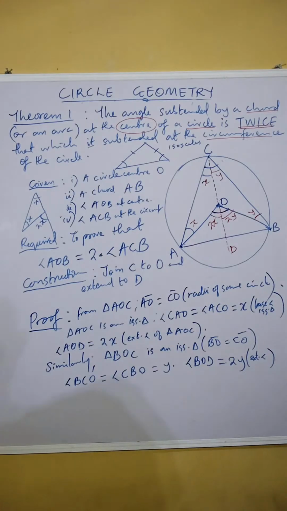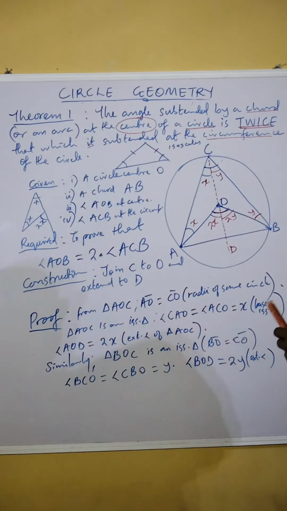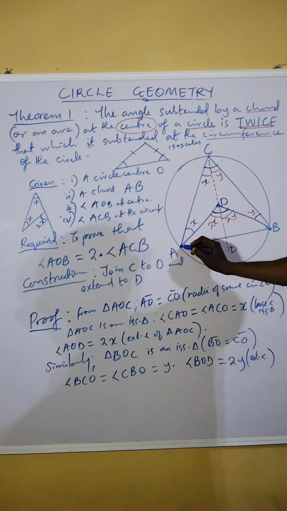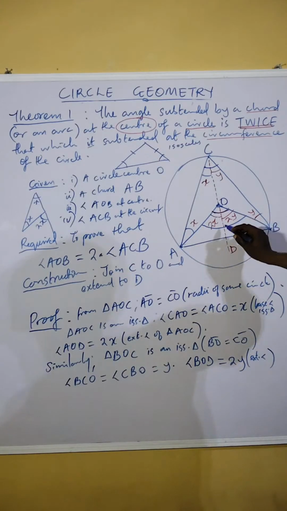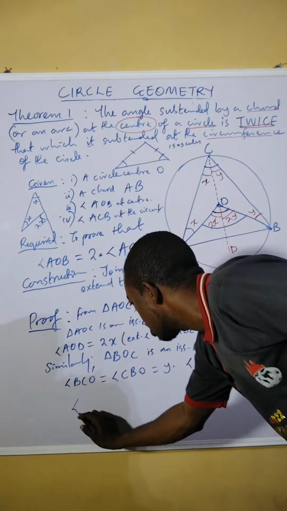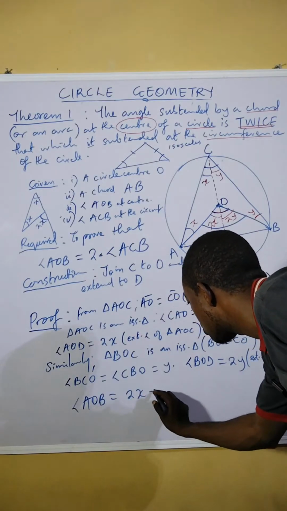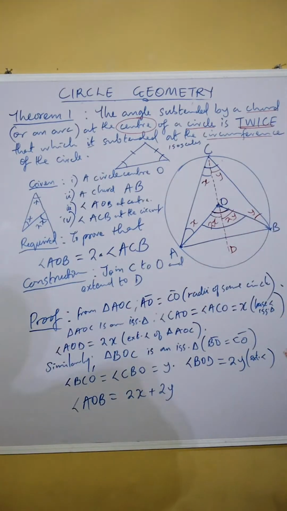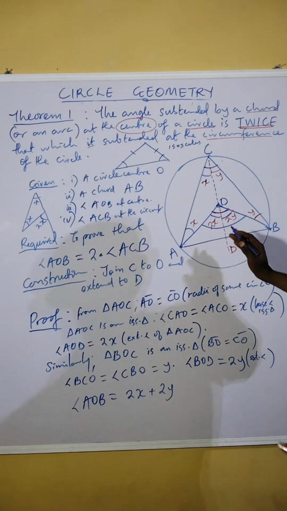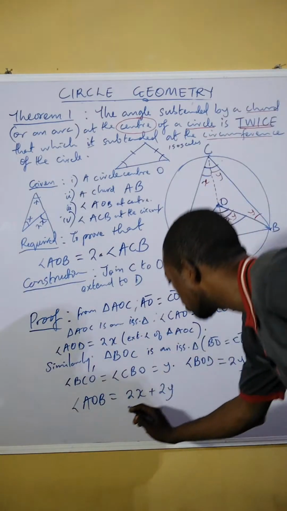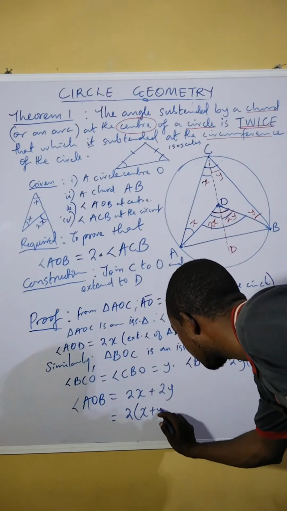Okay. Now, conclusion. Where we are going, we want to find the angle at the center. The entire angle at the center, which is angle AOB. This angle here, AOB, is the same thing as 2X plus 2Y. We agree? Because we have 2X here, 2Y here. So when we add everything together, that gives us 2X plus 2Y. And here, we can factor 2 out, and we have 2 into brackets X plus Y.